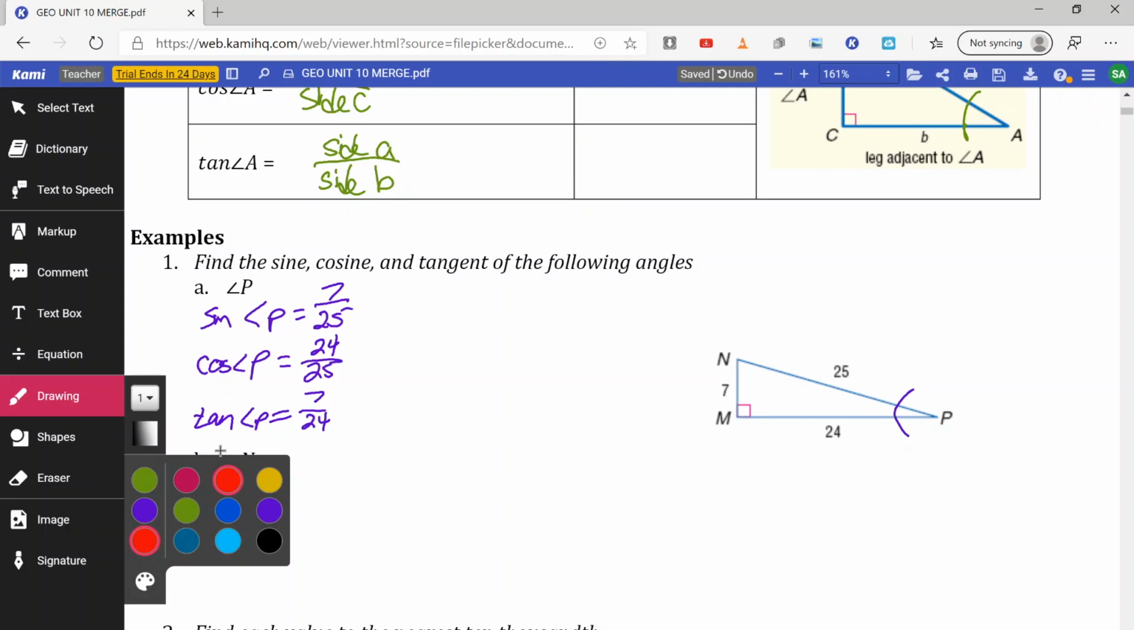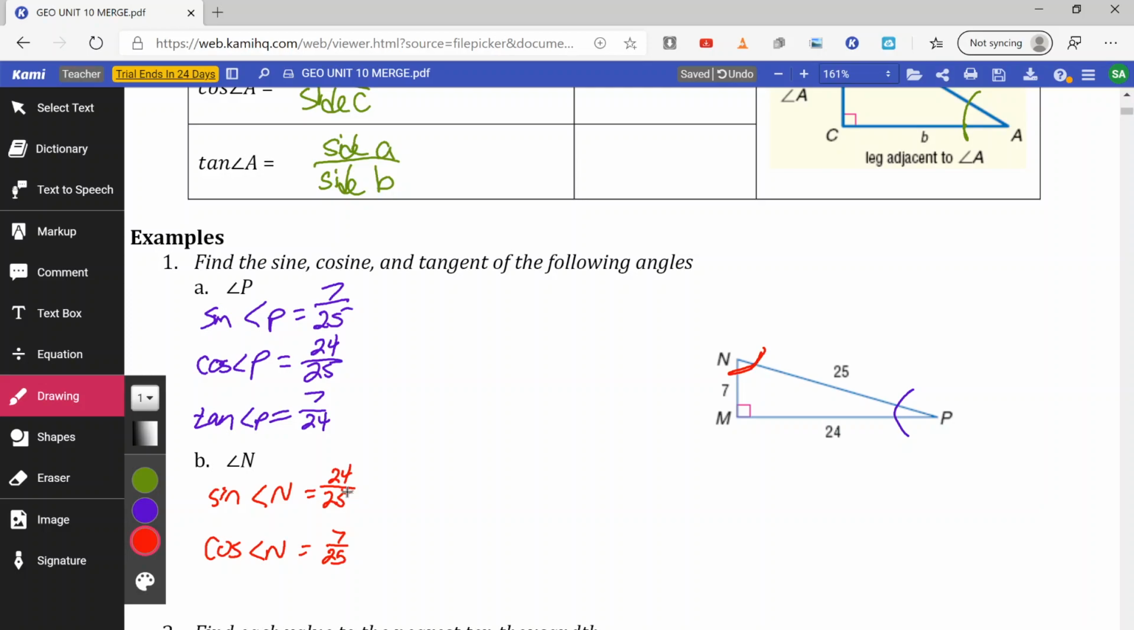Angle N is what we have to find next. So there's angle N. Sine of angle N is opposite over hypotenuse, 24 over 25. Cosine of angle N is adjacent over hypotenuse, so the adjacent would be 7, and the hypotenuse is 25. Tangent is opposite over adjacent, so the tangent of angle N, opposite is 24 over adjacent 7.